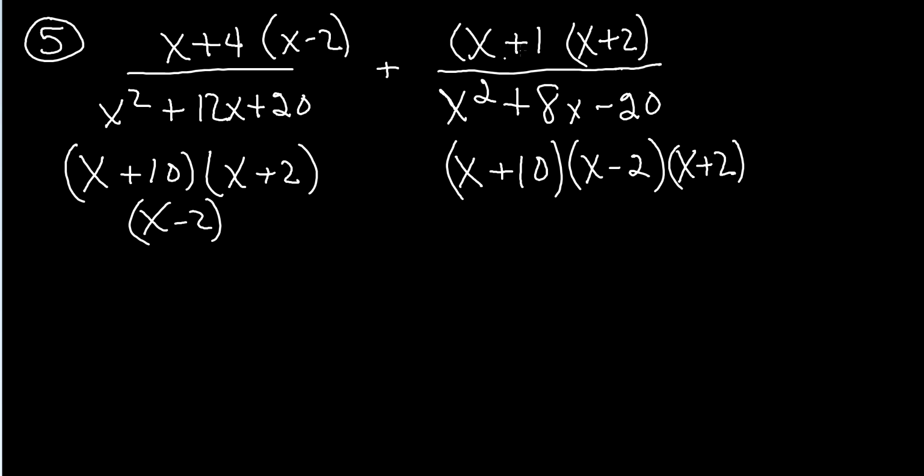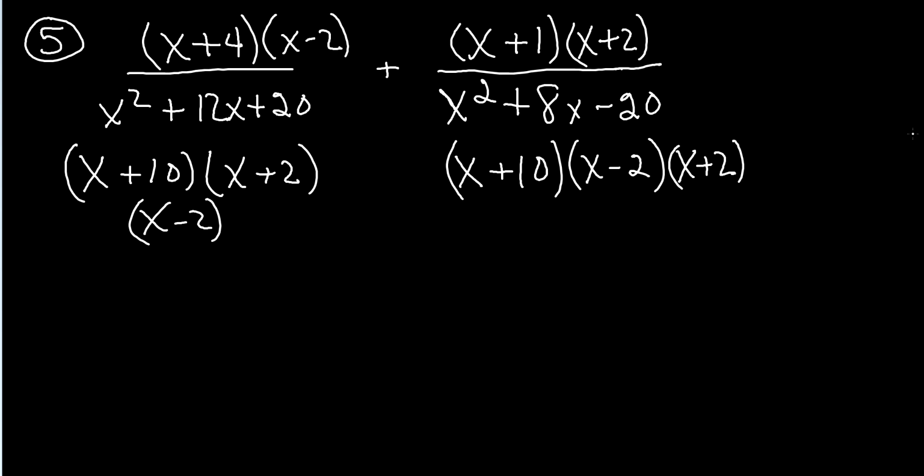How's that? Okay, let me put my parentheses here. Now I see my denominators are the same. And then I have to FOIL each of these separately and then combine my like terms. So let's work on that.